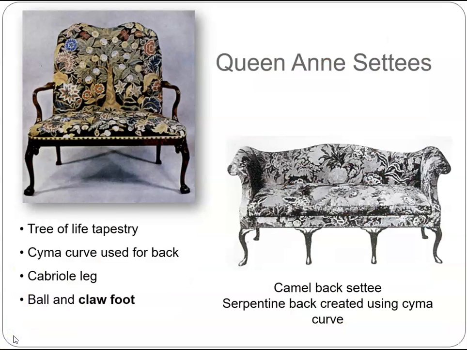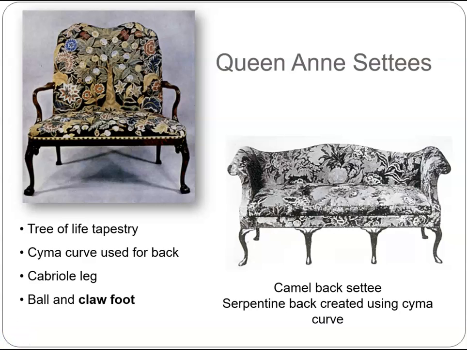Here are 2 Queen Anne settees. A settee is often described as a smaller scale sofa. The one on the left is displaying the Tree of Life tapestry on the back. It also has the cyma curve used on the back, so we can see that flattened S shape. It has a cabriole leg and a ball and claw foot.